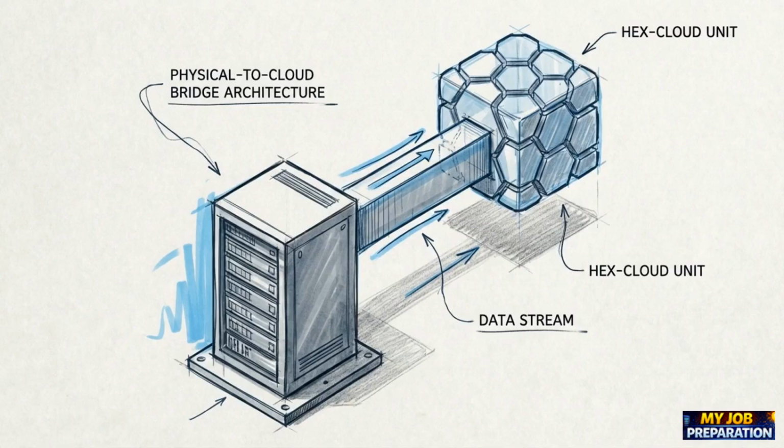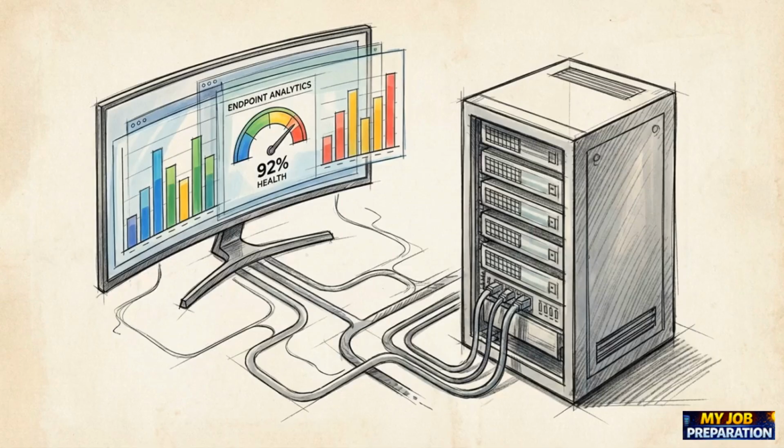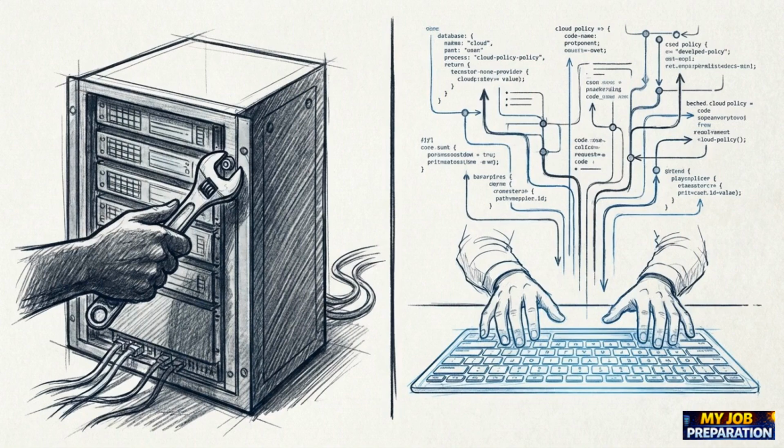Co-Management connects your existing on-premises servers directly to the Intune cloud. This grants your legacy hardware access to web-based metrics, like endpoint analytics, while preserving your original local investments. This foundational choice dictates everything else. It determines whether an IT department spends its budget maintaining physical hardware racks or designing cloud policies.